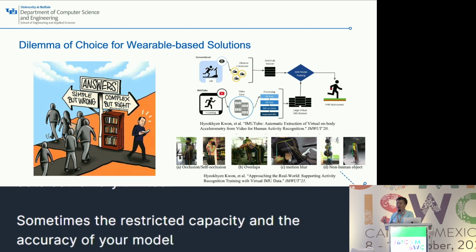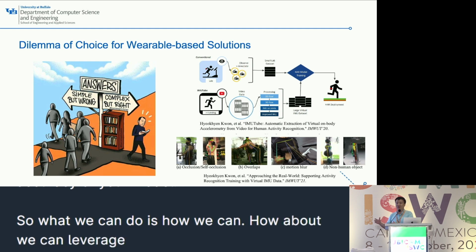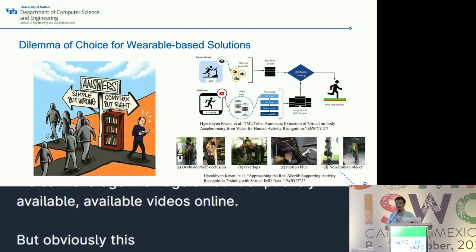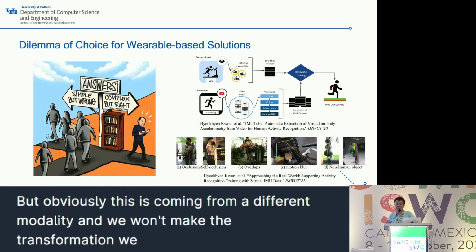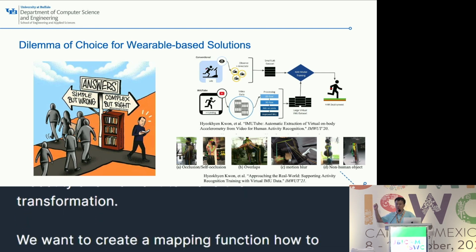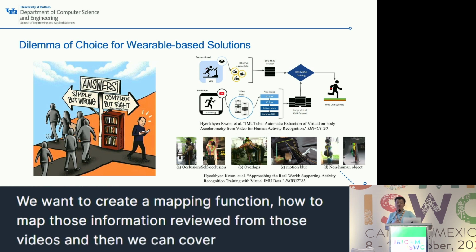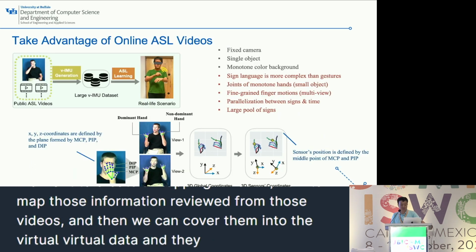So what we can do is leverage the huge amount of publicly available videos online, but obviously this comes from a different modality. We want to make the transformation. We want to create a mapping function to map the information revealed from those videos, and then convert it into virtual IMU data. They were the first to propose this study for physical activities.